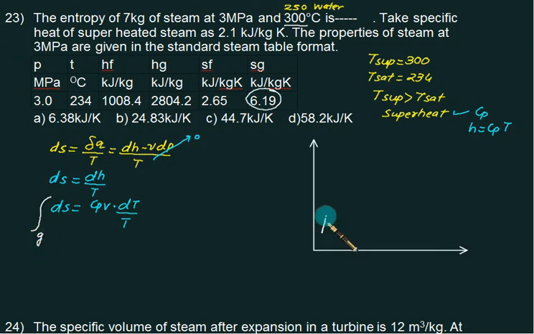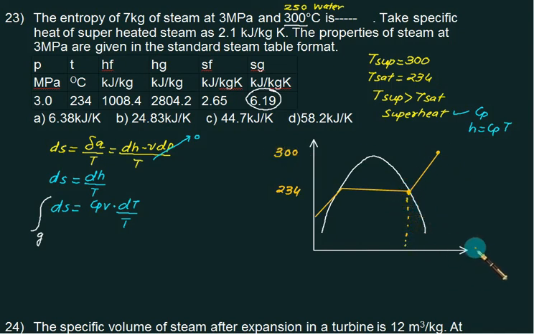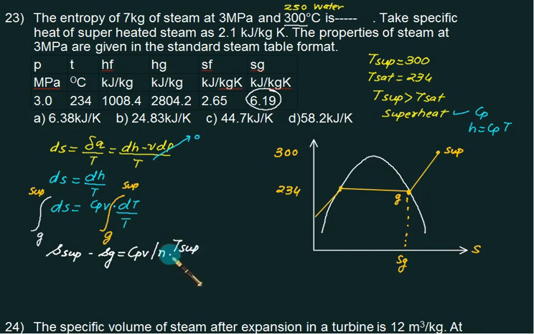So in the T-S diagram, we have a constant pressure line of 3 megapascal. We have T saturation equal to 234 and corresponding temperature of steam right now is 300. So this point is g point, that is Hg point. This is T versus entropy plot, and this one is sup point. So T sup is 300 and T sat is 234. So integrating from T sat to T sup, we have S sup minus Sg equal to Cp vapor into ln of T sup by T sat. All temperatures you have to take in Kelvin.